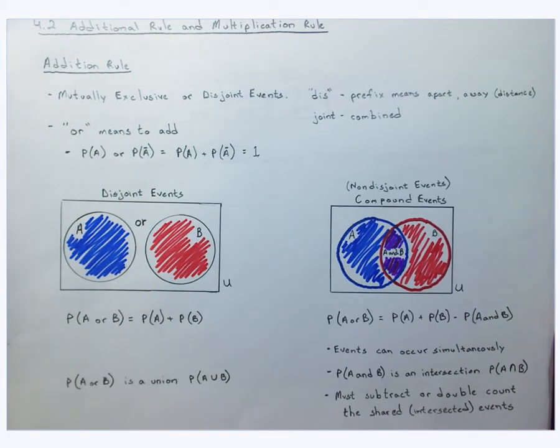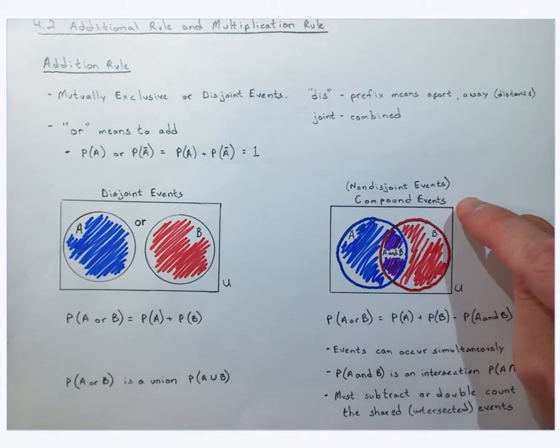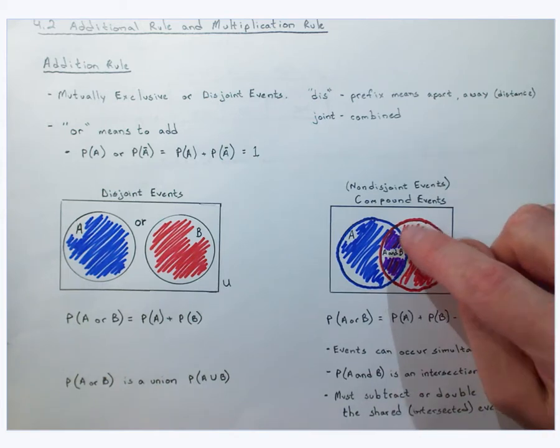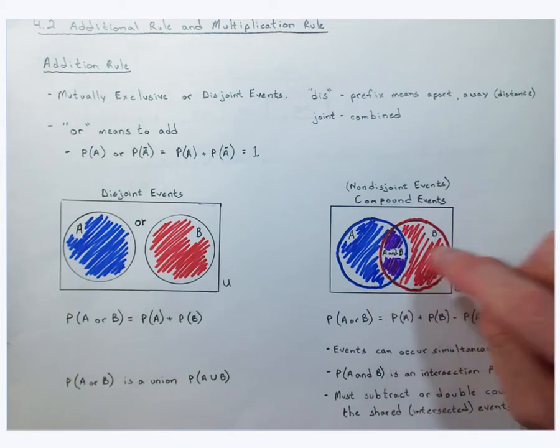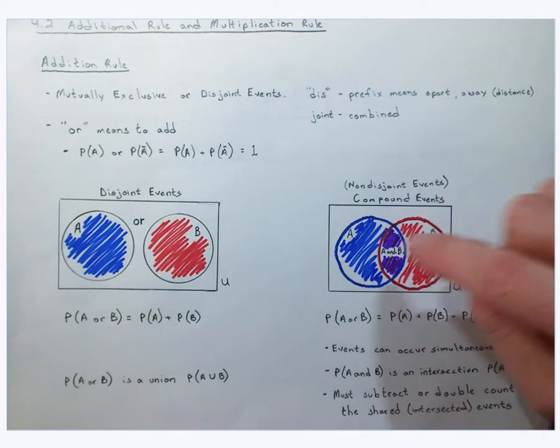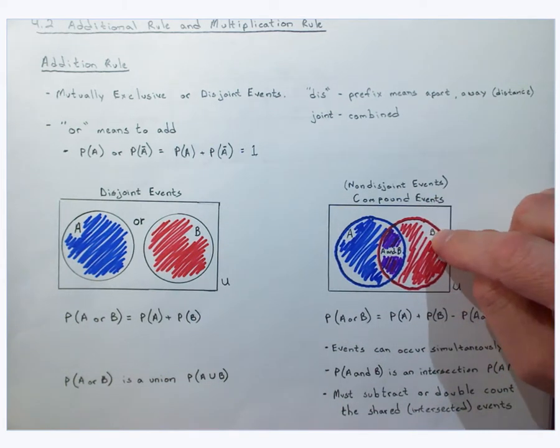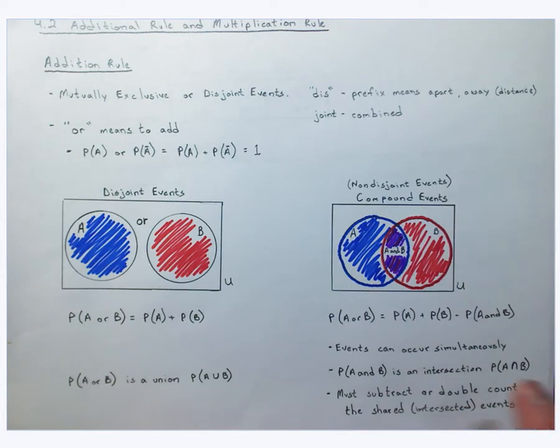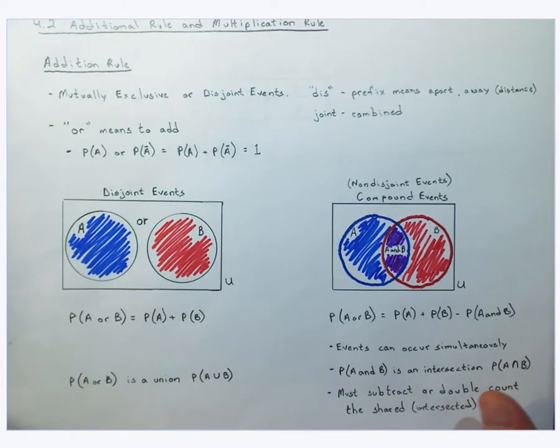Hey guys, let's finish up on the addition rule. In the last video we looked at an example problem for disjoint events, meaning they do not intersect, they do not affect each other. We're going to work a problem now with non-disjoint events, or compound events. Again, the problem is that there's an overlap, there's an intersection. There are events from A that are also in B, and events from B that are also in A. So therefore we use this formula right here.